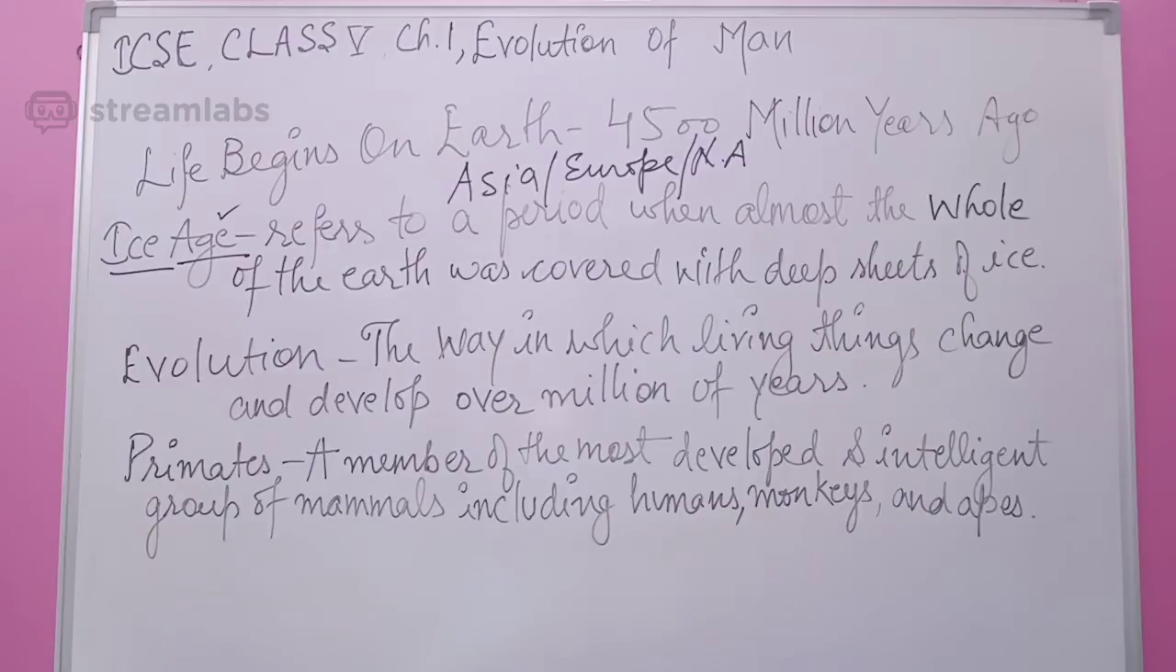The big climatic changes during the ice age had a great impact on men and animals of the time. They migrated. Now, what is the meaning of the word migrated? The word migrated means to move from one place to another, or to settle in some other place.